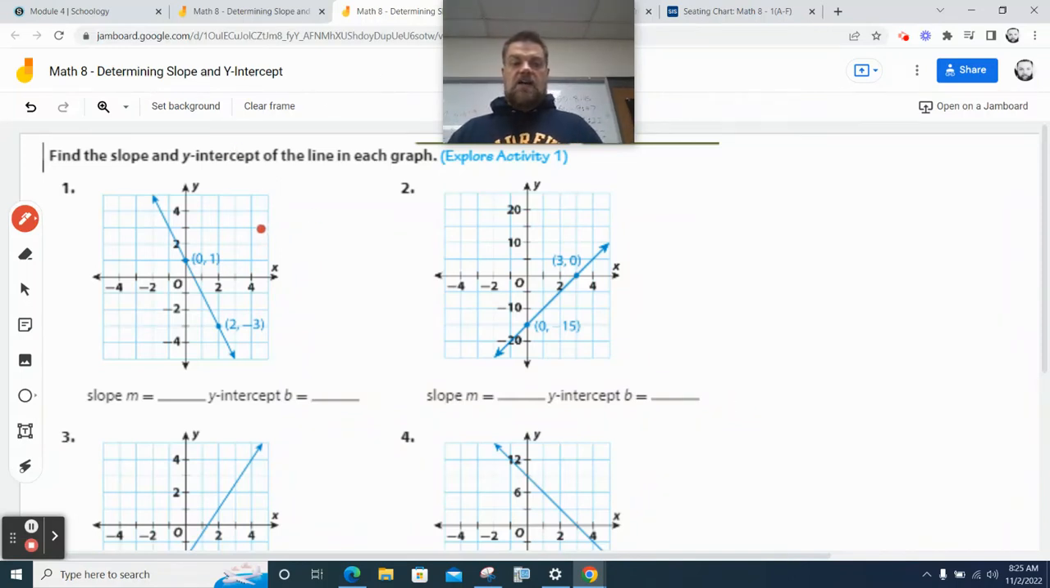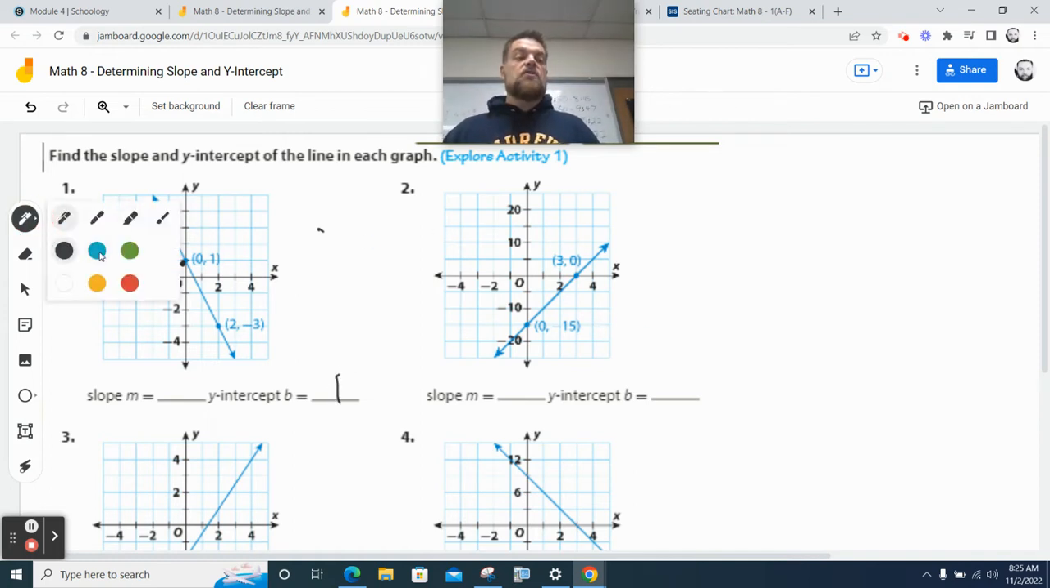So in the guided practice, we need to find the slope and the y-intercept. This is easier than you realize. Right here is the y-intercept. What's the y value for the y-intercept? 1.